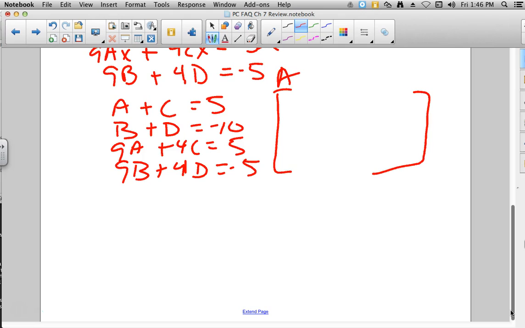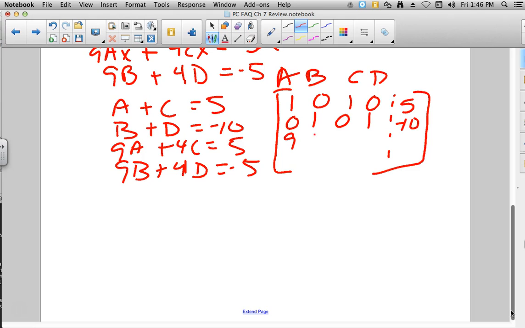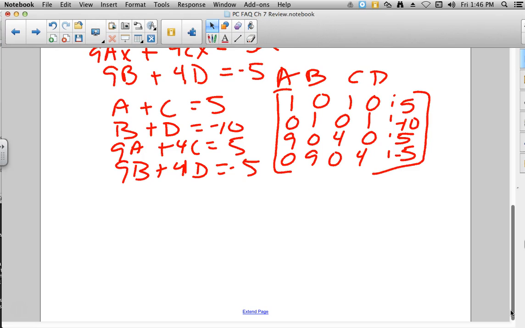And you need to remember we had A, B, C, and D, and then we're going to have our constants over on the other side. So 1A, 0 B's, 1C, 0 D, and a 5. 0A, 1B, 0C, 1D, negative 10. 9A, 0B, 4C, 0D, and a 5. 0A, 9B's, 0C, 4D's, negative 5. And I will pause this and get that into the calculator.